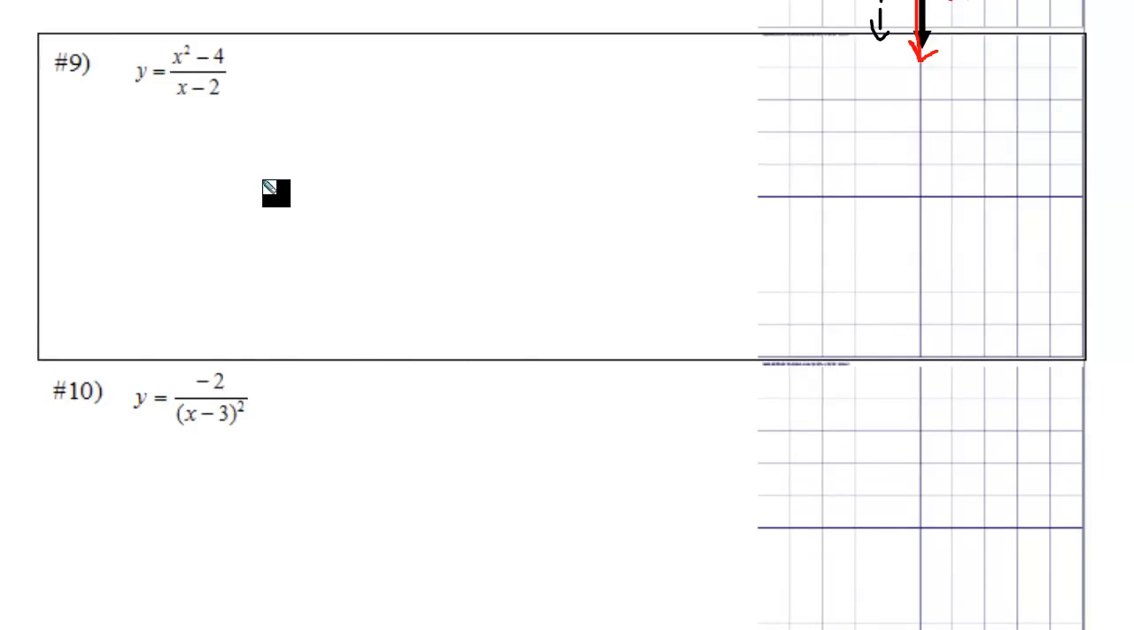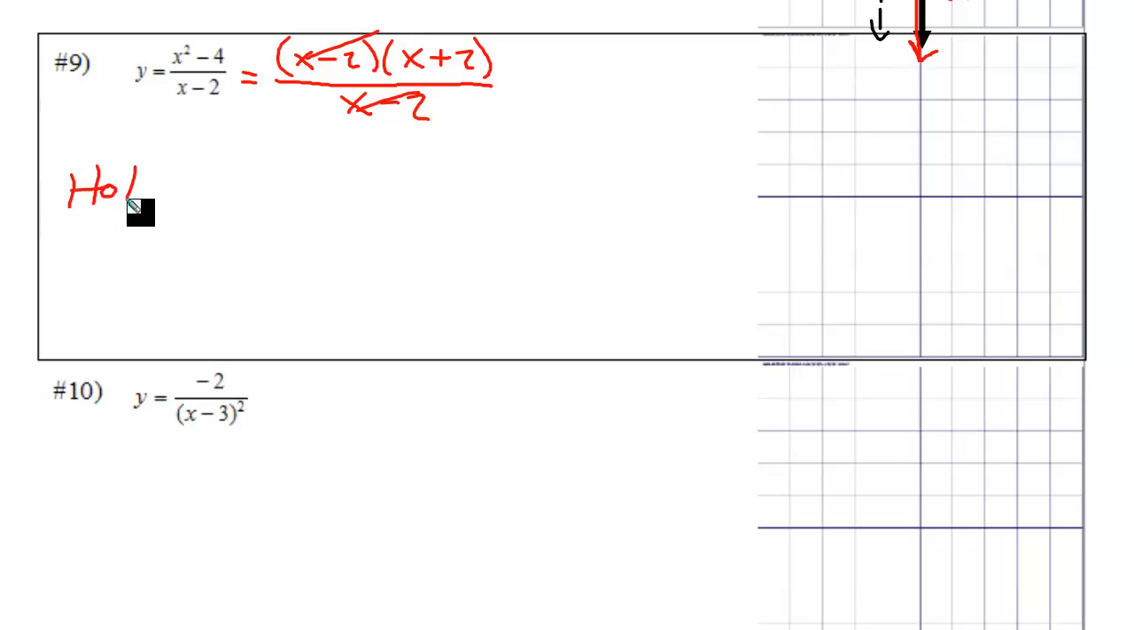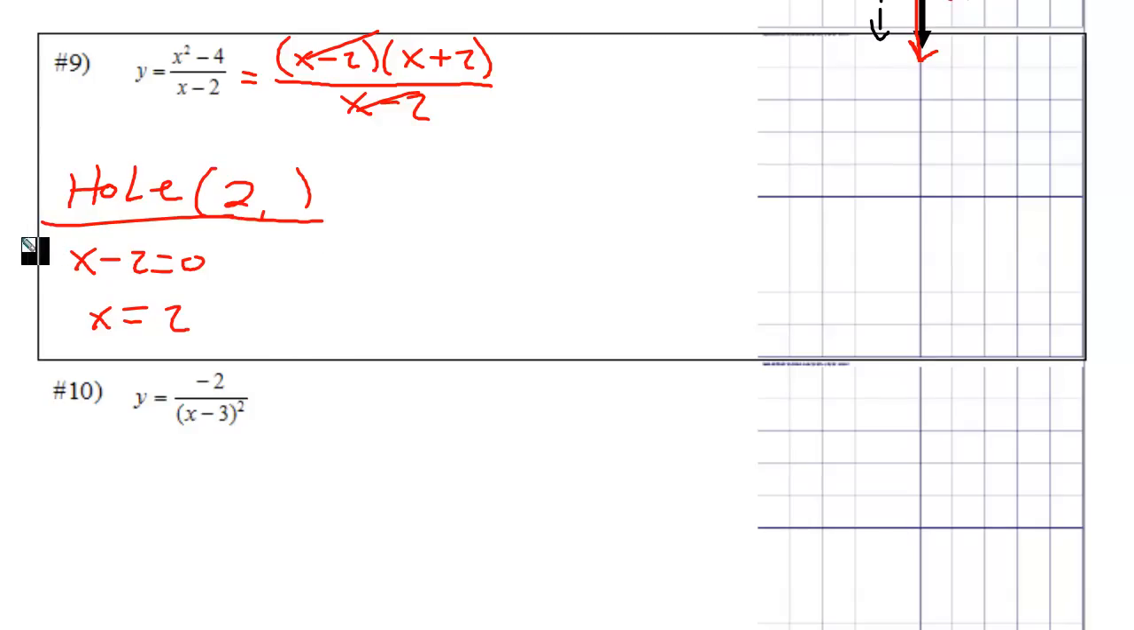Number 9. Anytime you have a rational function, you're supposed to factor it first. The last problem was already factored. Our numerator is the difference of two squares. It factors into an x minus 2 and an x plus 2. Our denominator is simply an x minus 2. Cancel. We can divide the top and bottom by an x minus 2. As soon as you cancel something, that means that you have a hole. Take whatever you canceled, set it equal to 0, and solve it. So there's a hole at x equals 2.